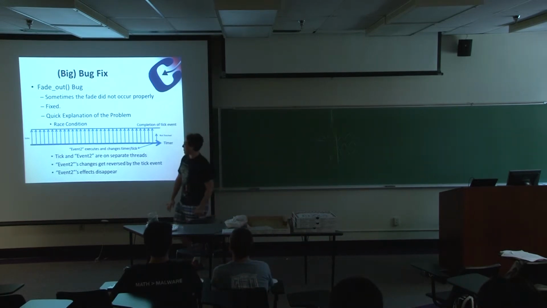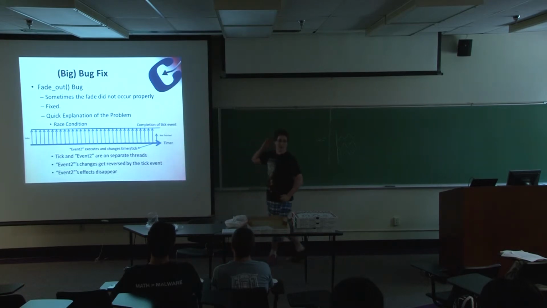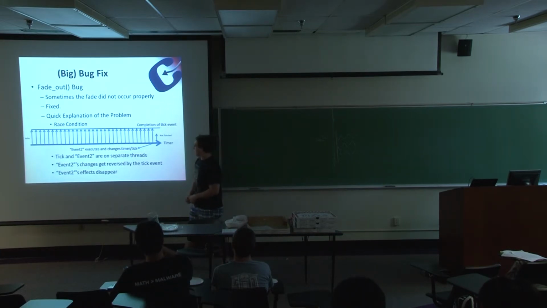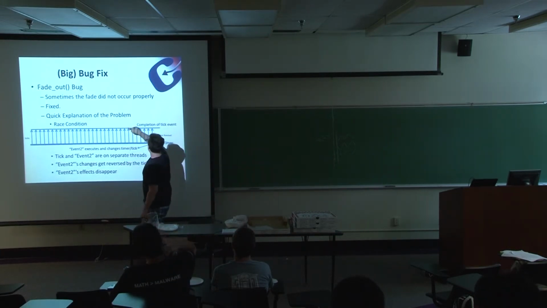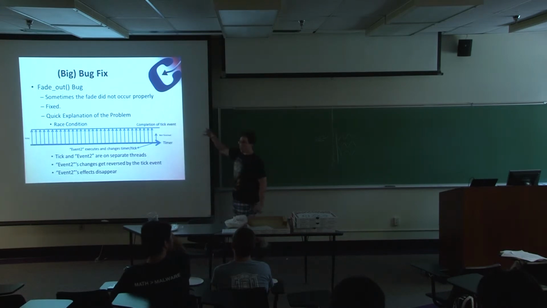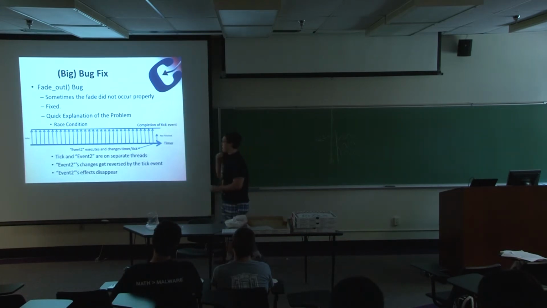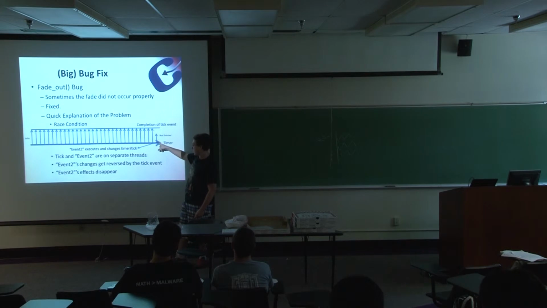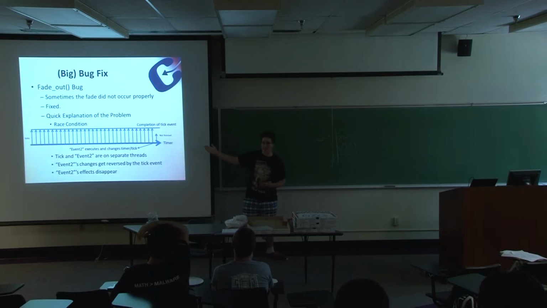But long story short, this arrow represents a timer. The timer's continually going. Every certain interval of time, a tick would happen, and that tick would trigger an event. So every tick event is an arrow pointing up, and completion is when it makes it here. What was happening was a different event was happening between this tick and this tick. The problem was this event would finish first, and it would reset what the timer was supposed to do. However, the timer tick would then finish and basically undo what that event was doing.